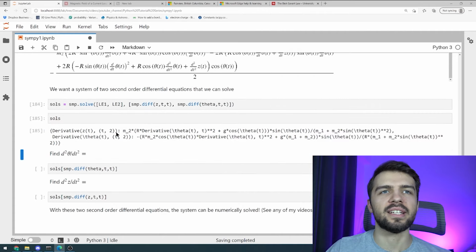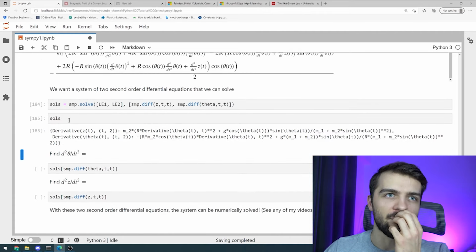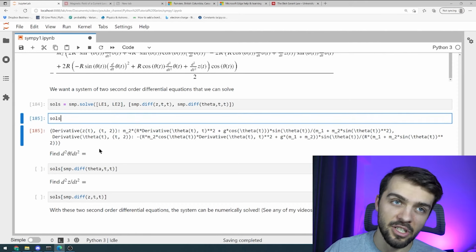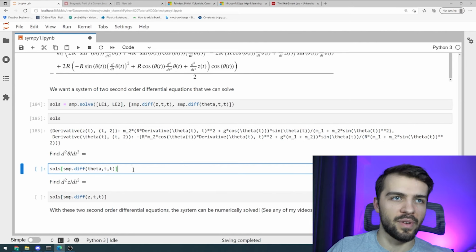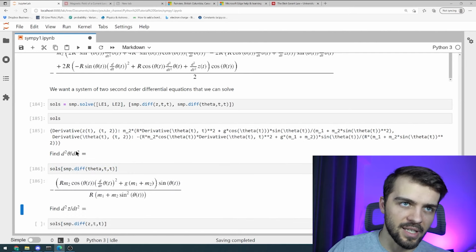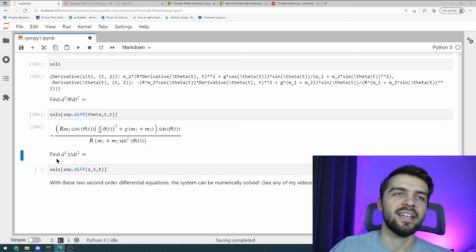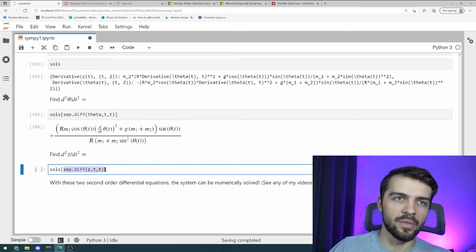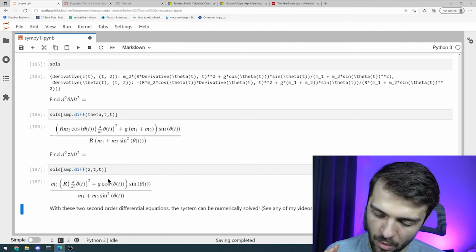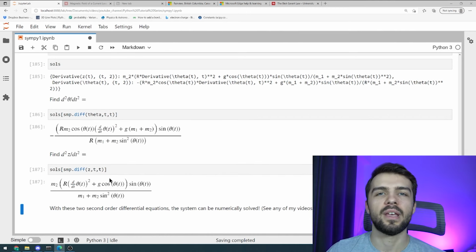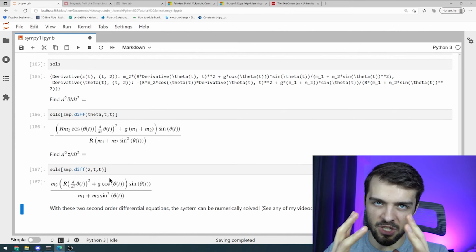And it returns it as sort of like a dictionary. So in this dictionary, if I want to find the second order derivative in z, I need to pass that into the dictionary, right? So I say, I want my solution for the second order derivative in theta. So d squared theta/dt squared is equal to this. Then I want my solution for the second order derivative in z. And I find it like this, and that's my solution here. And so with these two second order differential equations, I can then solve this system numerically.